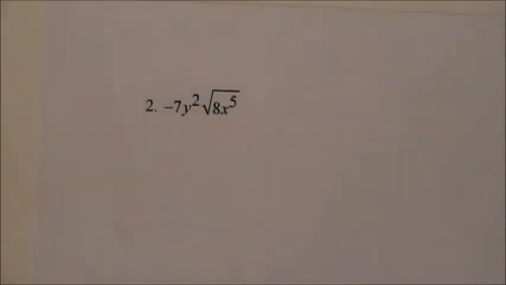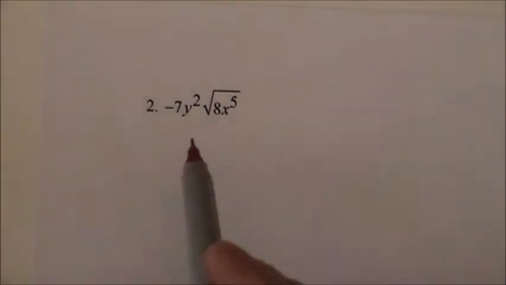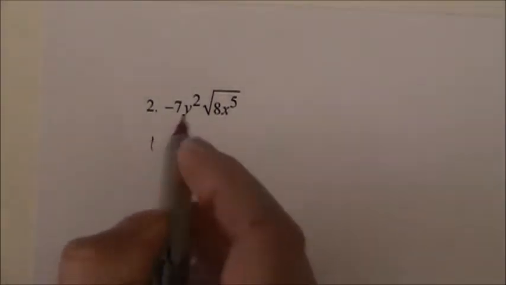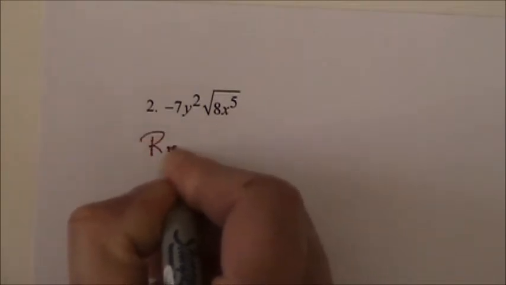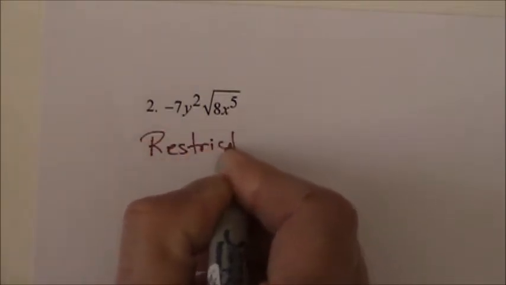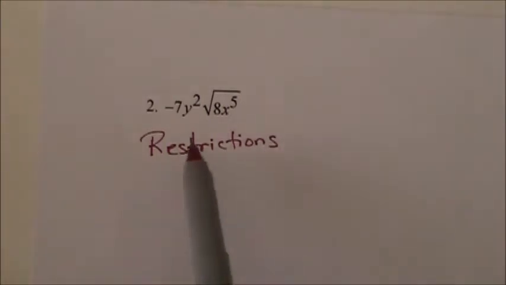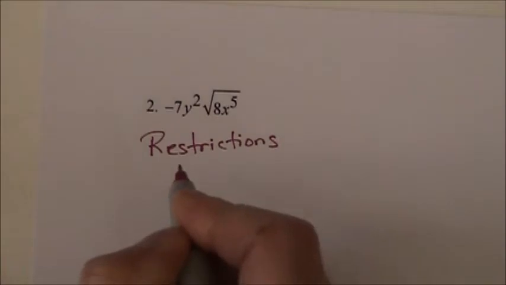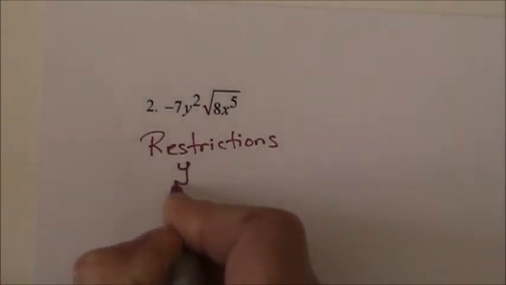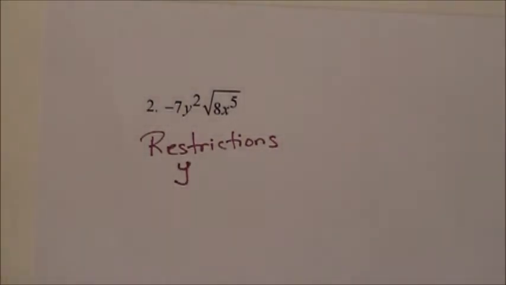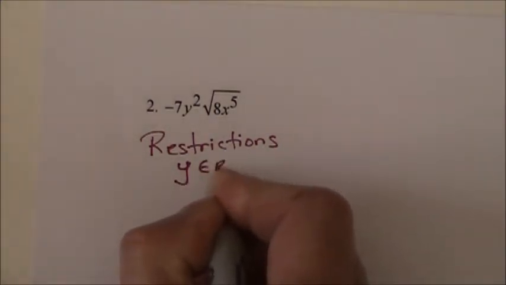When looking at restrictions, we need to look at the restrictions for all the different variables within the question. So as we look at this example, we notice we have a y and an x, which means we're going to have to deal with restrictions on both that y and on the x. And looking at that y first, we notice it's outside the radical sign, which means it doesn't matter what y is, whether y is positive or negative, and as a result, y is all real numbers.